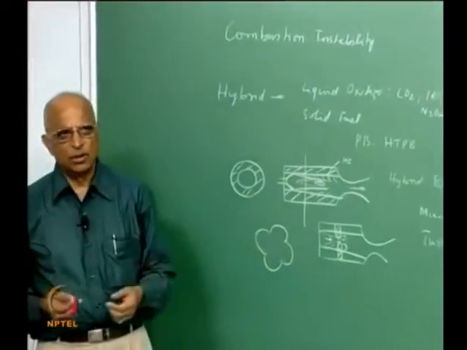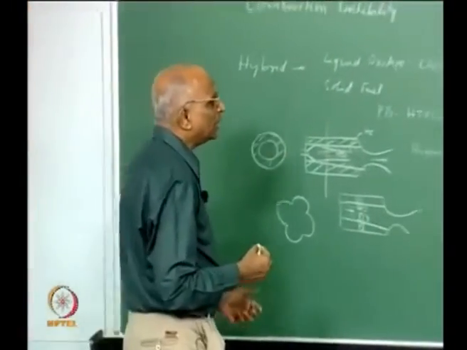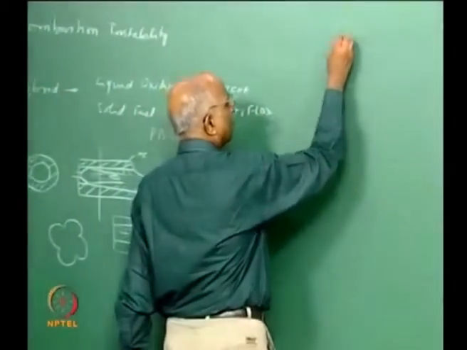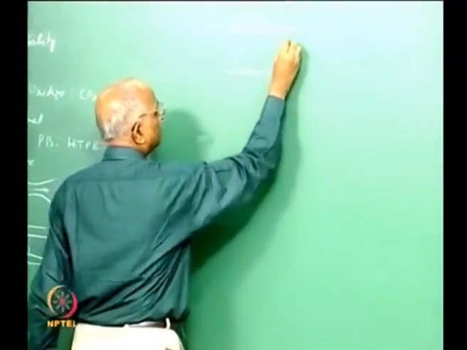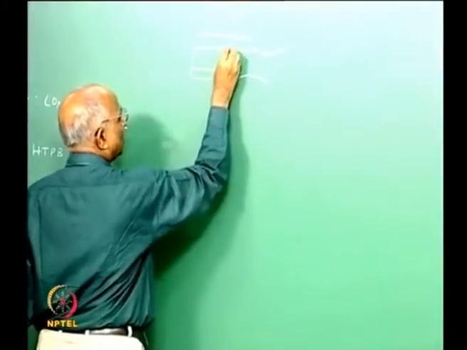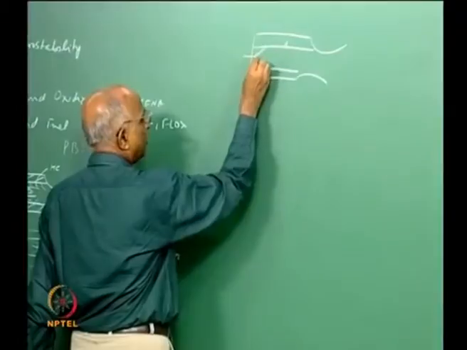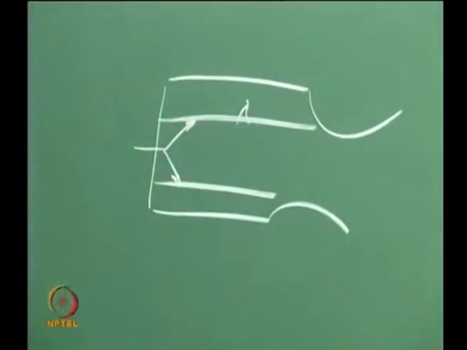I think this is all about it, but there is one distinct advantage in using hybrid rockets. What are the advantages? Let's say you have a solid fuel, and the solid fuel has a crack in it or some opening in it. Therefore, the surface area increases and you are spraying liquid oxidizer onto it.